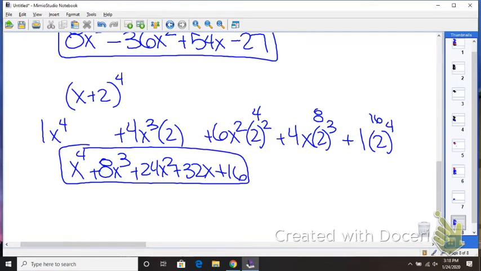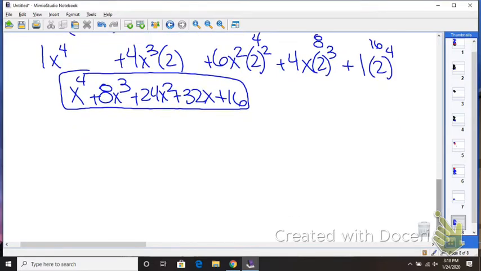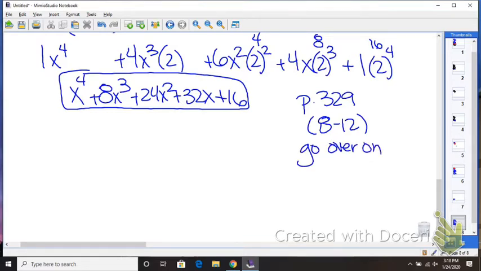Not too bad? Okay. Your assignment is in the book today, and we've got 15 minutes to get it done. Page 329, 8 through 12, and we're going to go over. I'm going to check it off and go over on Monday. So get to working, and if you don't finish, take a picture of it so you can have it for the weekend.